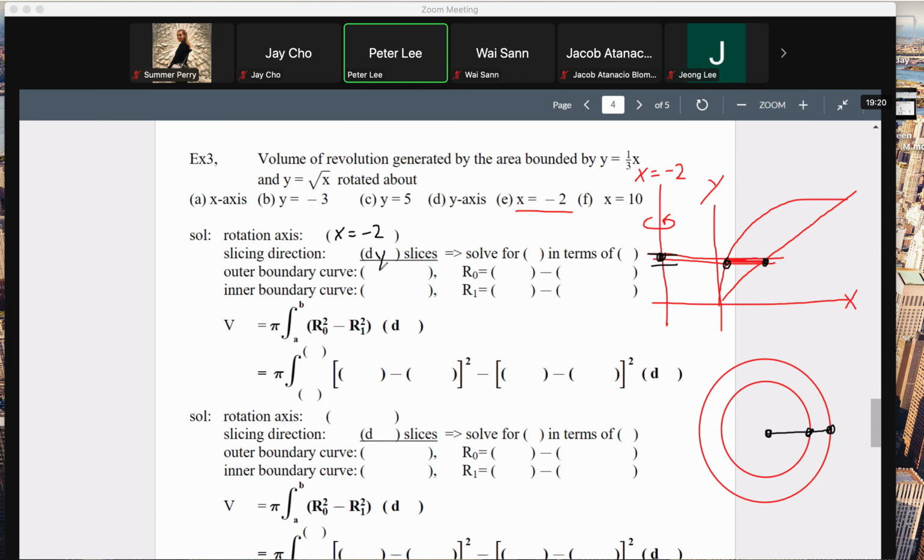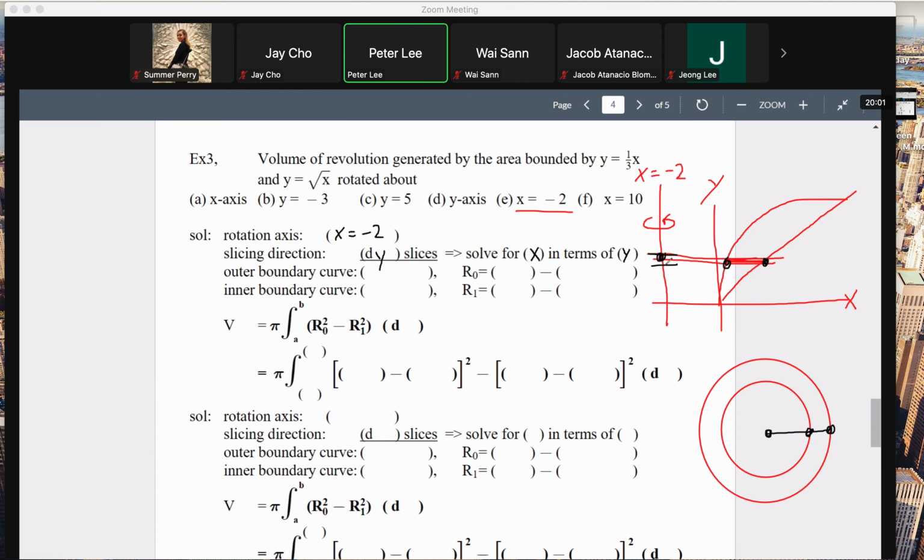Everybody get this? The slicing direction is the most important item here. It's not hard. If you mess up on the slicing direction, the entire integral will get messed up. Slicing direction is very important in the entire chapter 5, not just for this section. It's important for every application problem where you have to set up the volume. So that means we have to solve for x in terms of y. That means everything has to be written in terms of y.